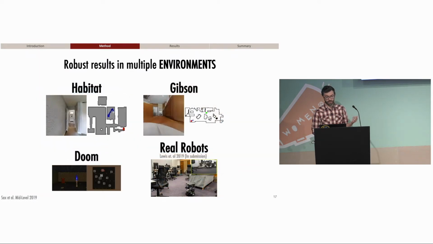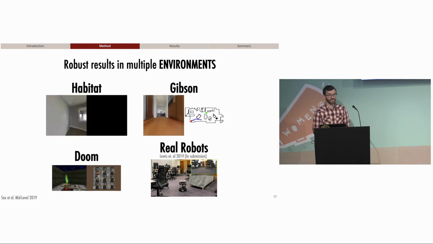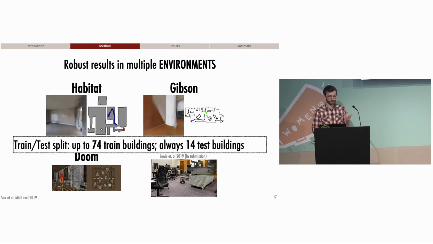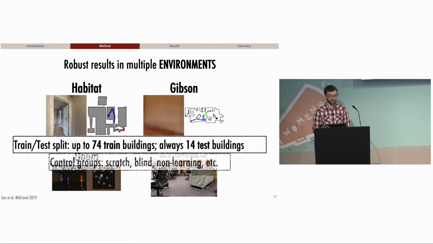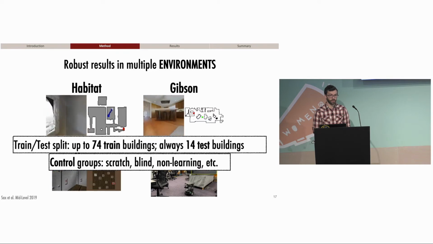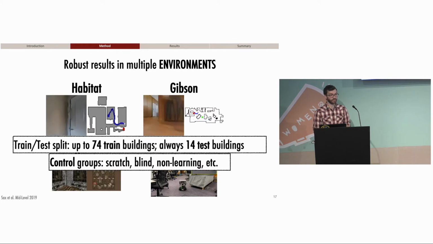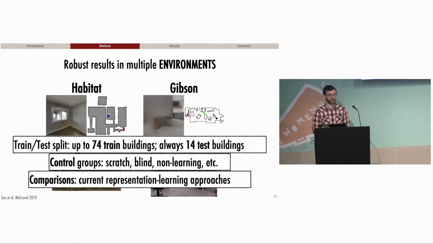We use this data set and others in multiple environments, always maintaining a train-test split. For Gibson, for example, we use up to 74 training buildings, depending on the experiment, and we always use 14 test buildings. We compared different control groups, like training from scratch, blind, or non-learning methods like SLAM, and we compared to different current representation learning approaches.